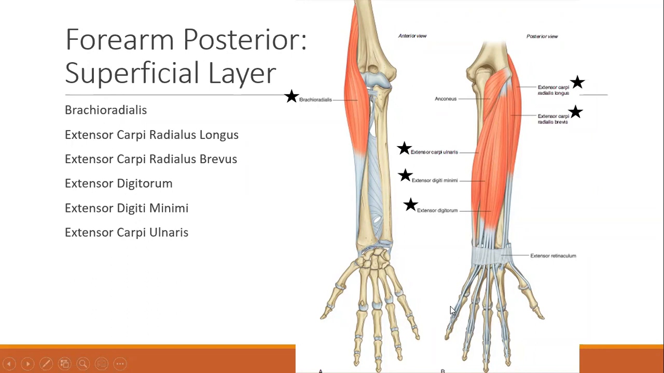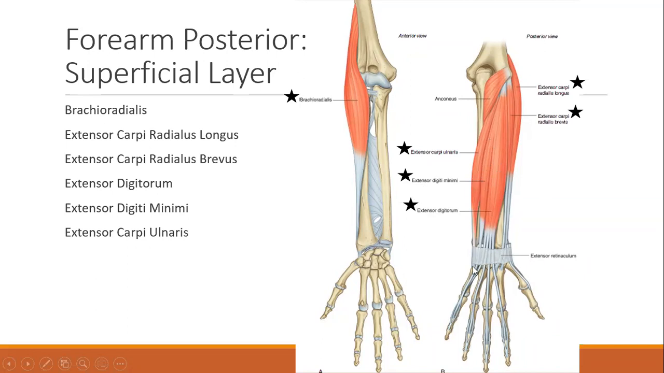So 2, 3, 4, and 5. And then digiti is referring to extensor digiti minimi. Remember, when you see digiti minimi, think little finger. So this is a muscle that is specific just to the little finger to help it with extension.